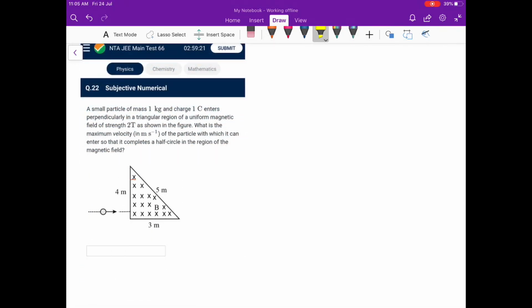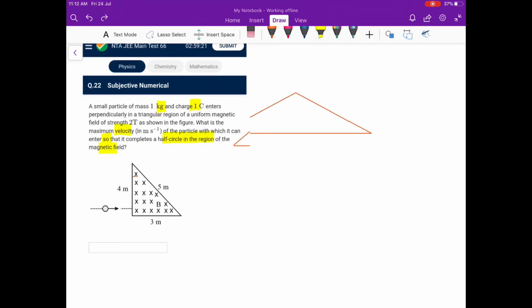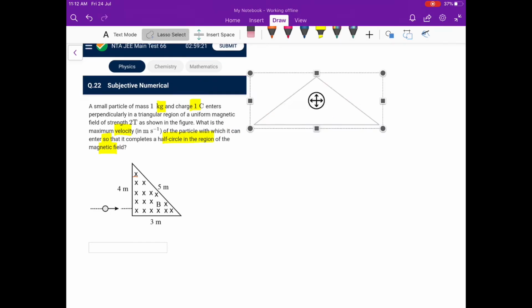A small particle of mass 1 kg, charge 1 coulomb enters perpendicularly in a triangular region of uniform magnetic field of strength 2 Tesla as shown. What is the Vmax of the particle with which it can enter so that it completes a half circle? Let me draw this triangle. It won't be like this, we'd need to rotate it, but it would be tough to rotate, so let me draw it. That would be the better option, I feel.